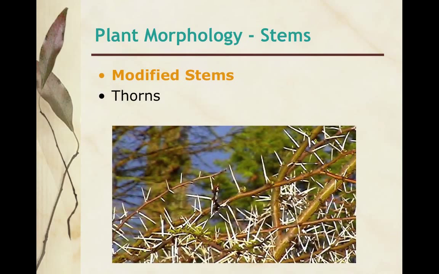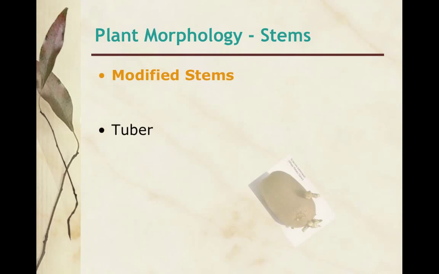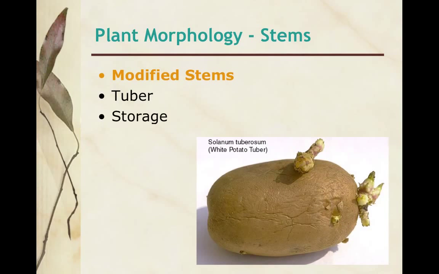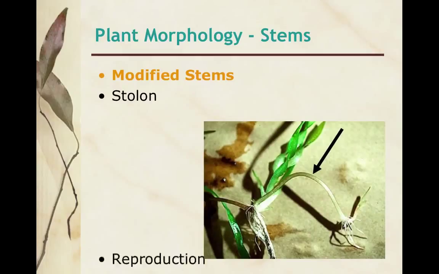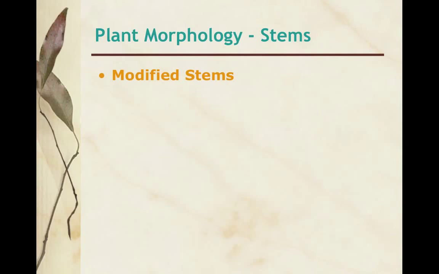Plants can also modify their stems, just like they modify their roots, into thorns for protection. Think like cactus, okay? They can modify them into tubers for storage. This is actually a white potato. They can modify them into stolons. That actually is a type of asexual reproduction. This is a strawberry plant that's budding off.